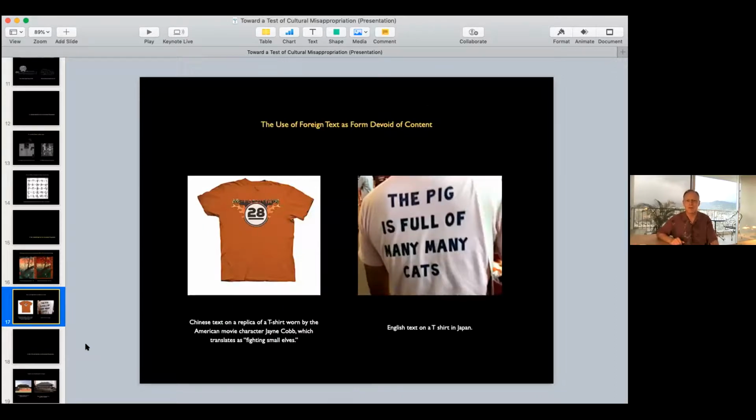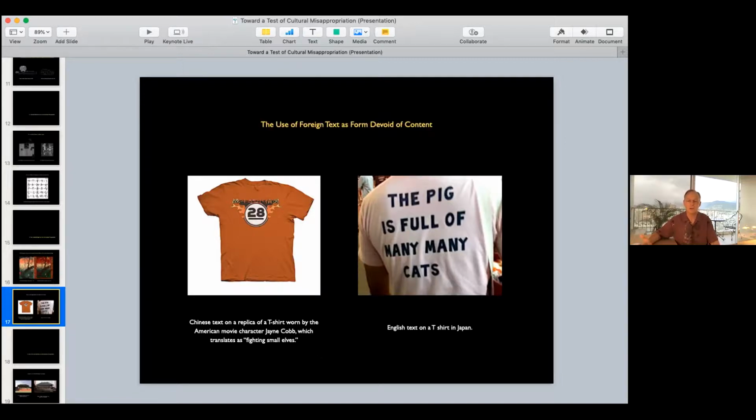Well, these are examples of rather ridiculous T-shirts, some of many, but this one in Japan and this one, I believe, in the States. And the one on the left, it may be hard for you to see at this level of magnification, but I'm reliably informed that it says fighting small elves. Okay, it comes from some obscure movie franchise, and the hero wears these T-shirts with really meaningless Chinese script, right? Likewise, the script on the right is there because it's foreign script and it's supposed to be kind of interesting. So it's clearly on the left Chinese and on the right English, but it has no content.